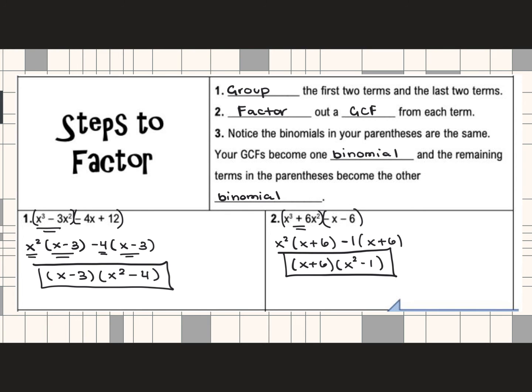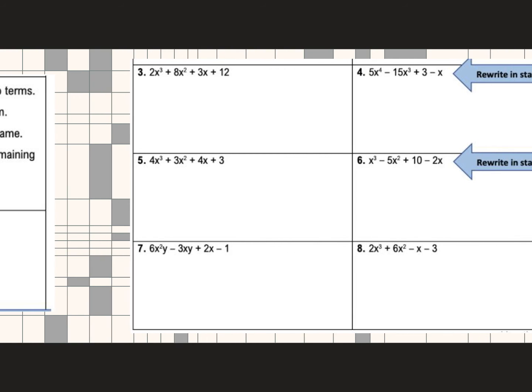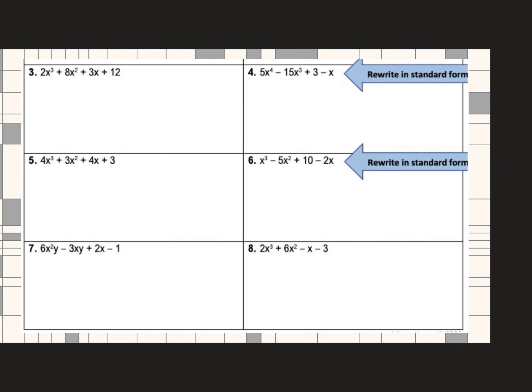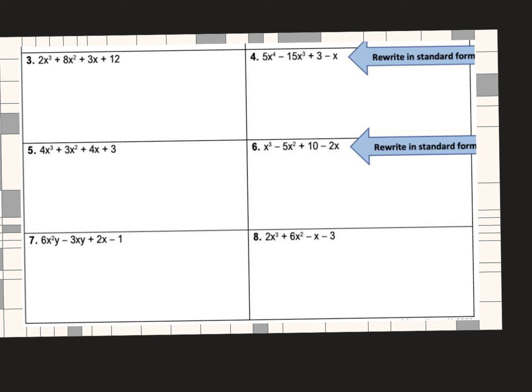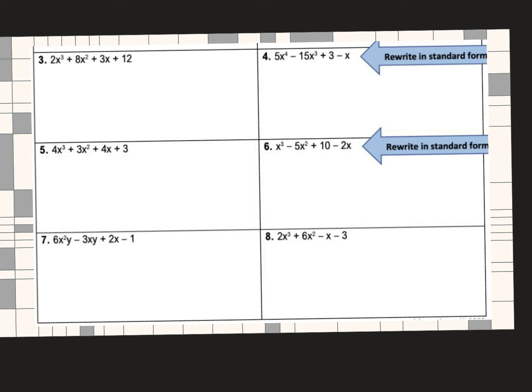Let's continue on with some more examples. Number 3, we're doing the exact same thing again. So we are going to group our first two and our last two terms. I have 2x cubed plus 8x squared. Here they have 2 in common, and they also have x squared.